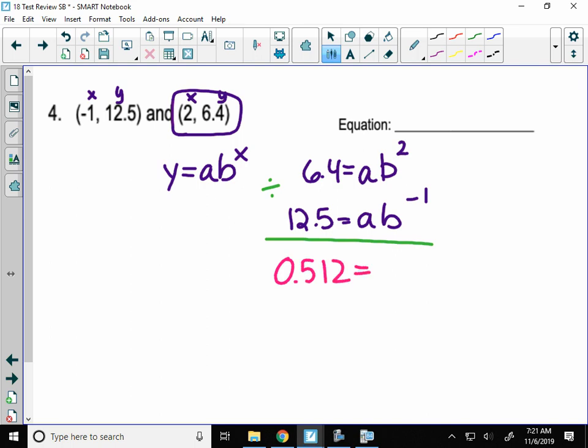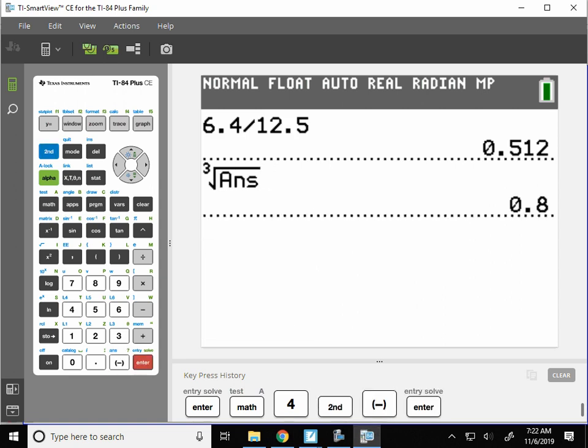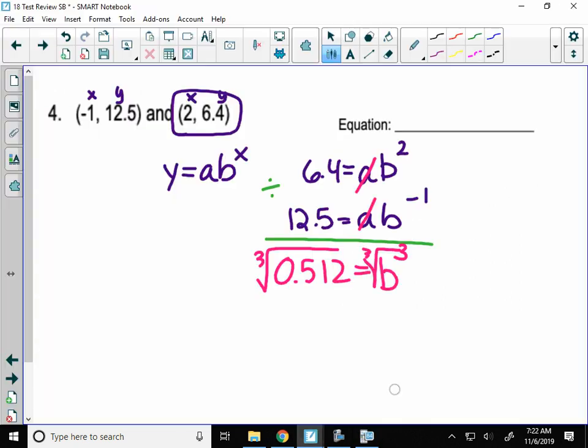Now when I divide a divided by a, those cancel away. And b to the second divided by b to the -1st, I subtract 2 minus -1. Subtract those exponents to get 3. All I have to do then is take the cubed root of both sides. If I do that in my calculator, it's math 4, I get 0.8. That's my b. That's my growth rate. So that's a good thing to know.